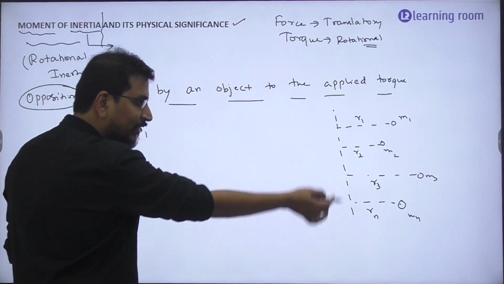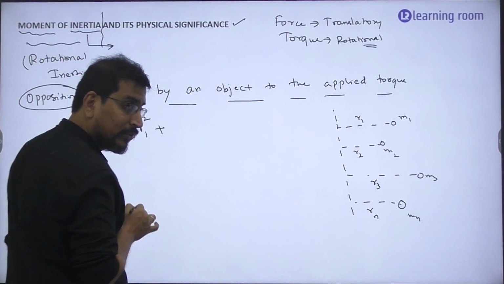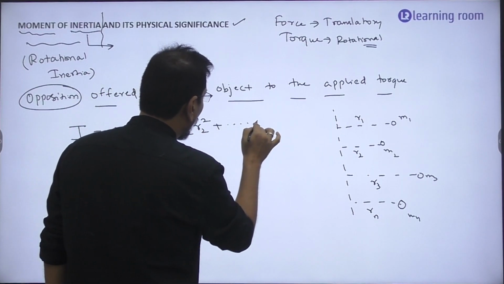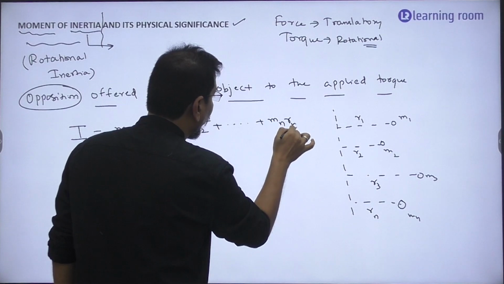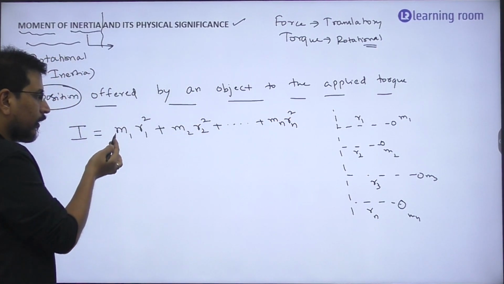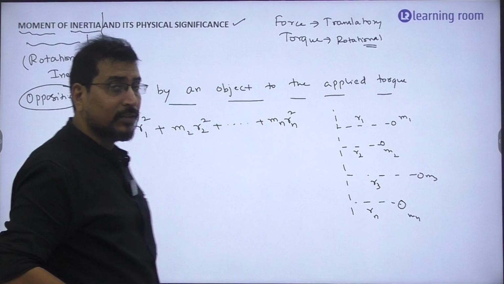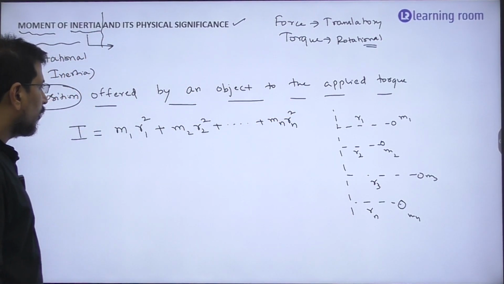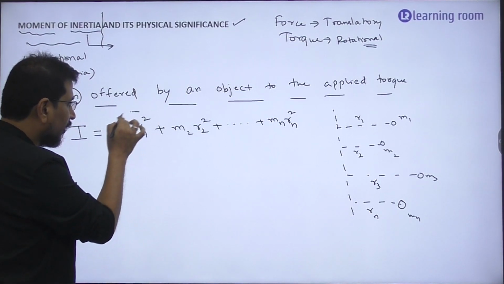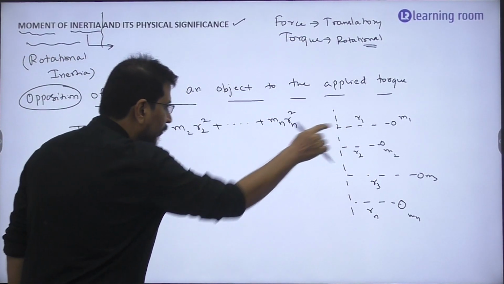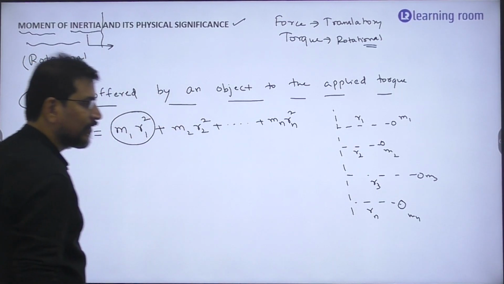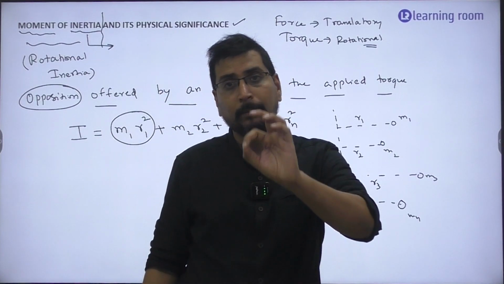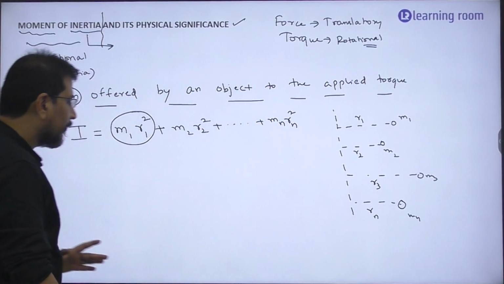So, the moment of inertia of these n particles is given as m1 r1 square plus m2 r2 square plus, so on till mn rn square. I hope it is clear that you multiply the mass of an object with its corresponding distance raised to the power 2, right? So, to put it simply, this is the moment of inertia of the first particle. m2 r2 square is the moment of inertia of the second particle. In a corresponding way, mn rn square is the moment of inertia of the nth particle. Okay.